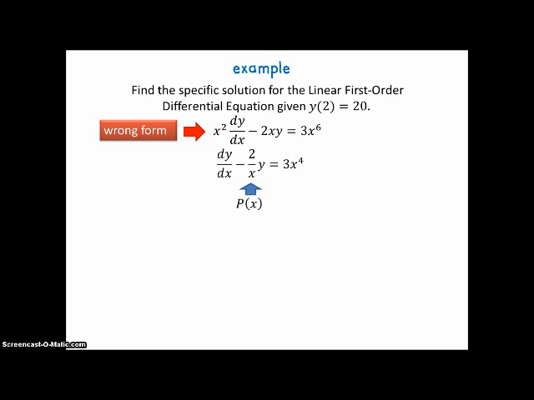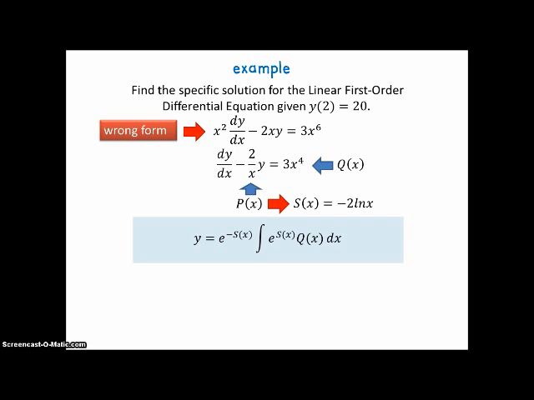All right, so now p of x is negative 2 over x, and q of x is 3x to the fourth. And so s of x is the antiderivative of negative 2 over x, which is negative 2 log x. Now there's our formula, and we plug in, and note that e to the negative 2 log x simplifies to x to the negative 2. So when we combine that with the 3x to the fourth, we get 3x squared. And when we integrate that, we get x cubed plus c, and then I distribute it.